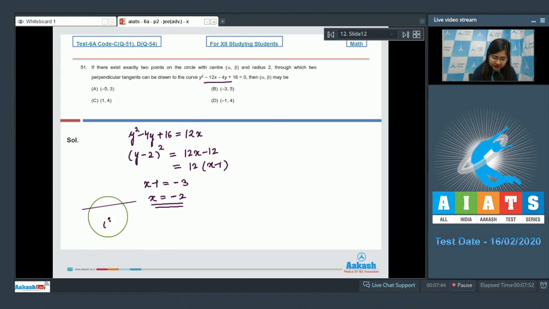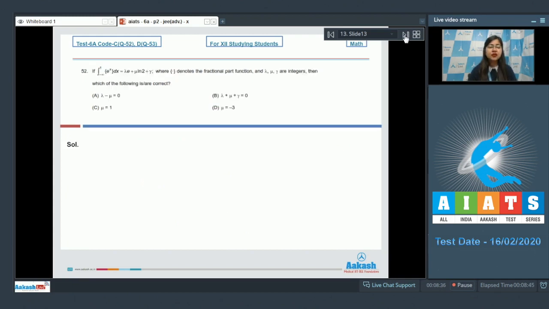Now its center is given, alpha comma beta. So if we draw a perpendicular from this center on this line, then it is definitely less than the radius, that is 2. So let's find this perpendicular distance. That is mod of alpha plus 2 divided by 1. This is less than the radius, that is 2. That is alpha plus 2 will go from minus 2 to 2. That is alpha will belong from minus 4 to 0. So this is the only condition that we obtain, and there is no condition on beta. So from the given options, we can see B is possible and D is possible. So B and D is the required answer.